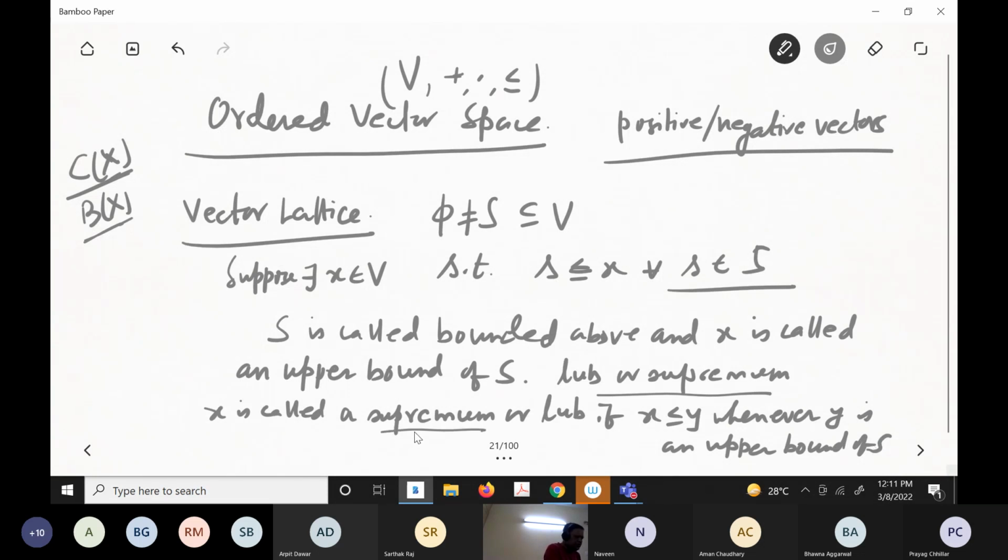But this has to be unique, because if you have two supremums, then by definition we will have this and this. And remember, this is a partial order. So it has to be x equal to y. So it has to be unique. Similarly, look what you can do if I have this. Now look, suppose I have this.